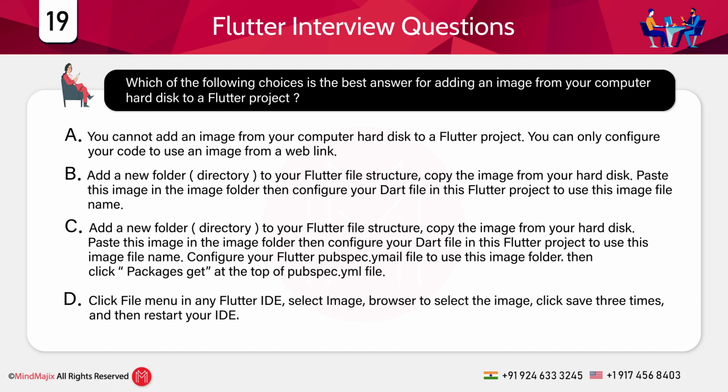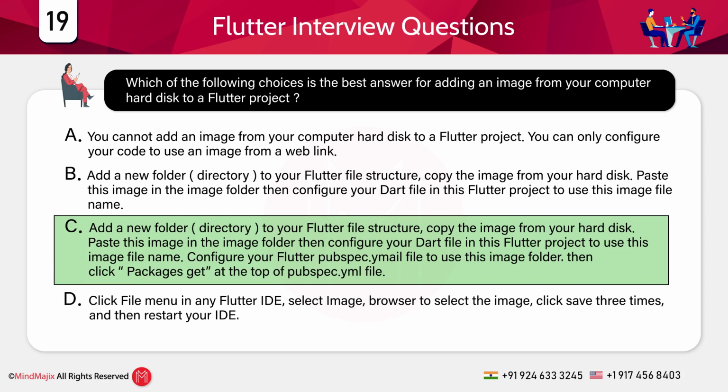So in simple words, what is the correct way to add an image to our Flutter project through the asset, that is, through the hard disk? The correct answer will obviously be option C. First we have to create a folder, preferably named images. Inside it paste the image. Then you can directly go to the pubspec.yaml file and mention that directory of your image in the asset section.